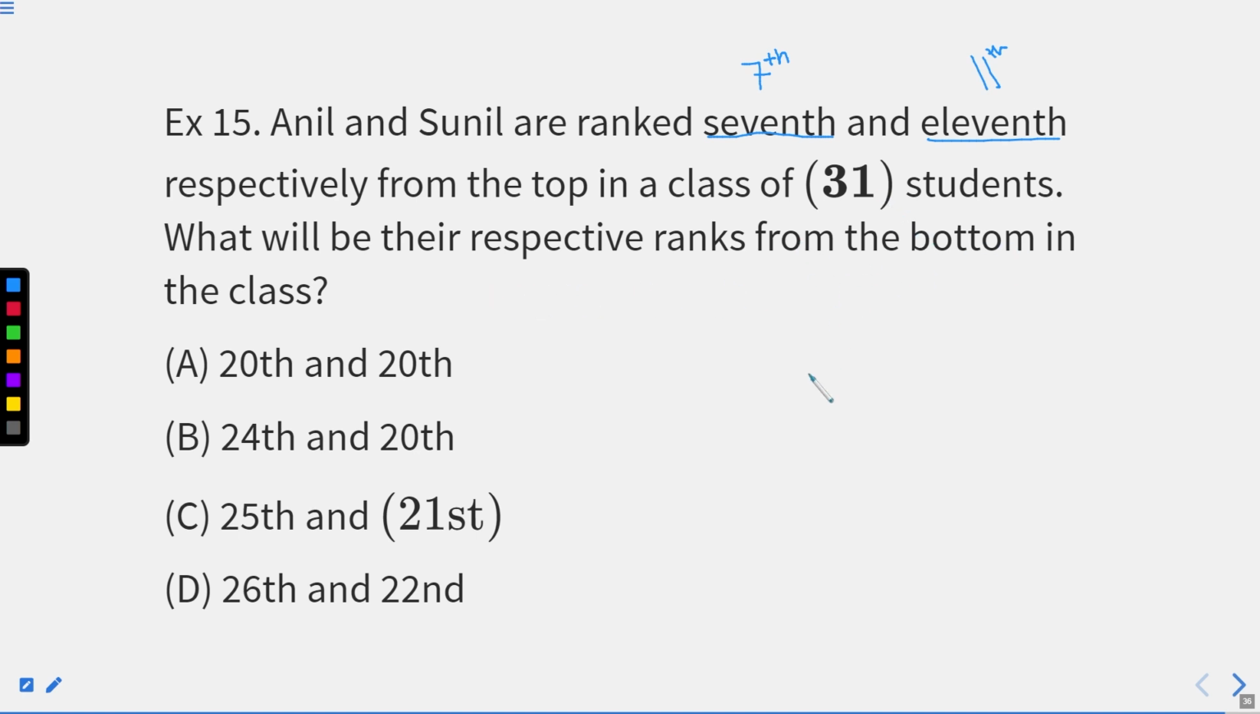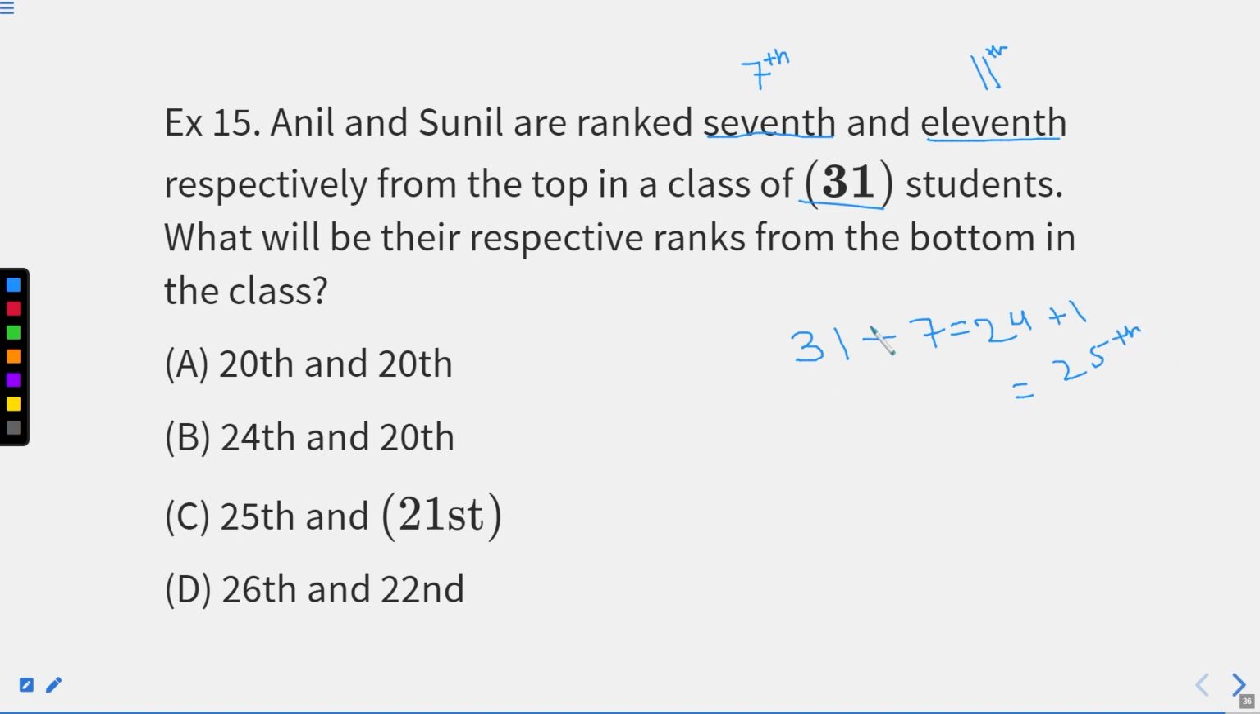So in such cases, we know that 31 students are there in total, right? 7th is the rank of Anil. So if we subtract 7, what will we get? We'll get 24. But we need to take care that 7th is the position of Anil, which we have already subtracted. Now we need to add 1 here. So 25th is going to be the rank of Anil.